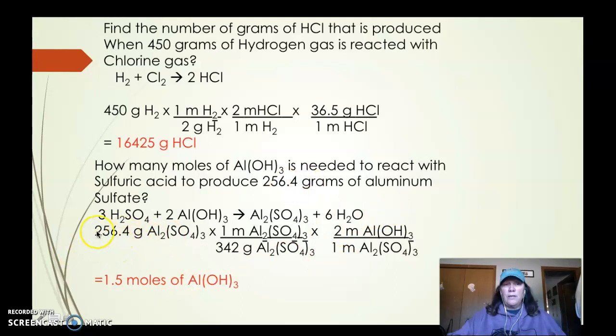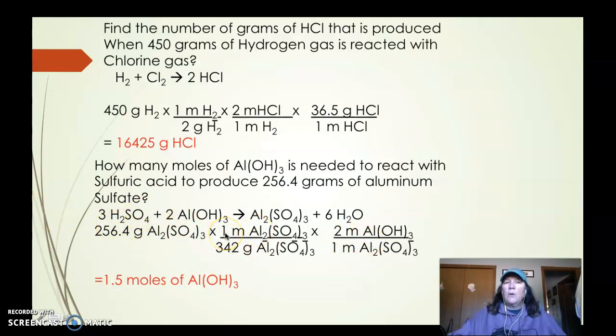Okay, so I start with what I know: 256.4 grams of aluminum sulfate. Then I put 342 over 1 mole. That's what it weighs. That's 2 aluminum, 3 sulfur, and 12 oxygen added together, so that's where that number came from. All I've done so far is get rid of grams of aluminum sulfate and change it to moles.